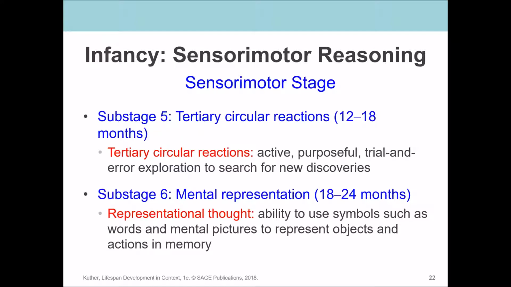And then substage 6, mental representation. So this is the ability to use symbols such as words and mental pictures to represent objects and actions in their memories. They really do get to a much more sophisticated level of understanding, not just understanding that something exists, but really developing those concepts and also words and symbols.